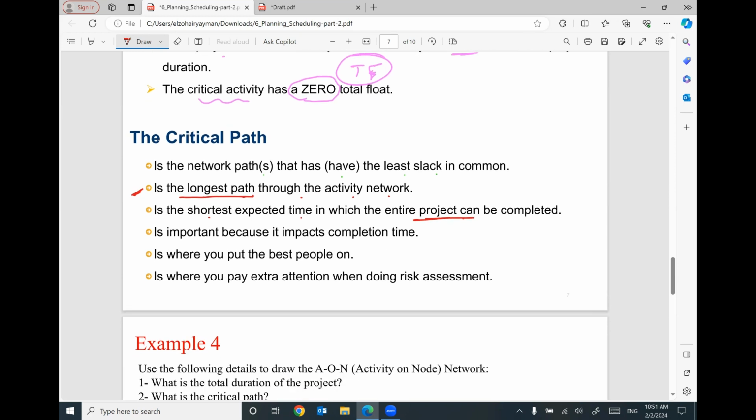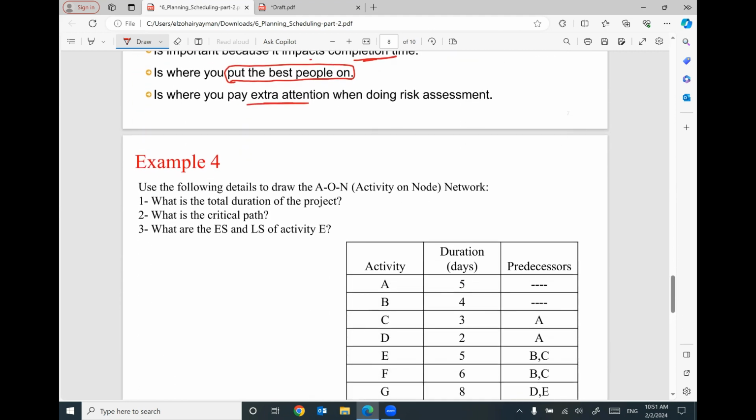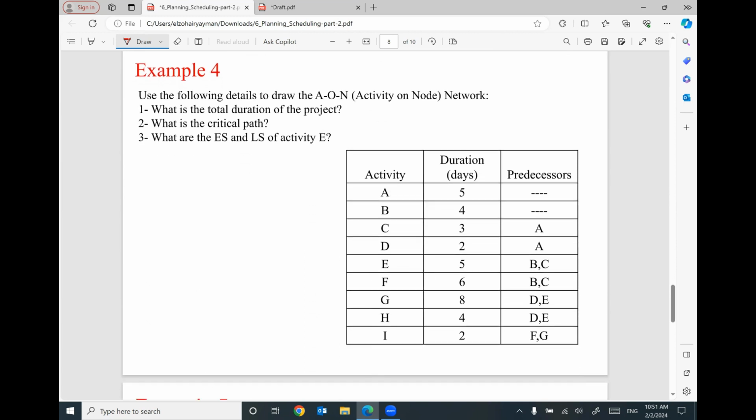It is important because it impacts the completion time of the project. We have to put the best people on these activities to finish on time. We have to pay extra attention to these activities to avoid any delay. We have more examples. This example, I will start it from scratch.